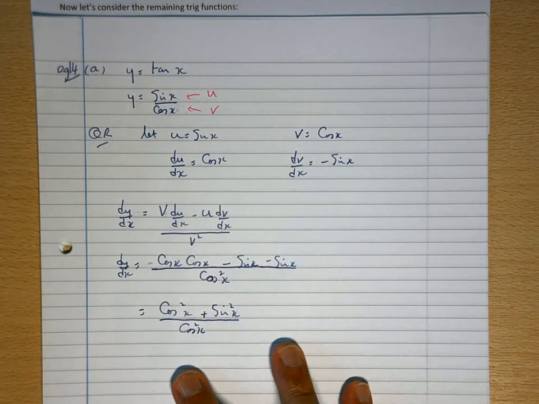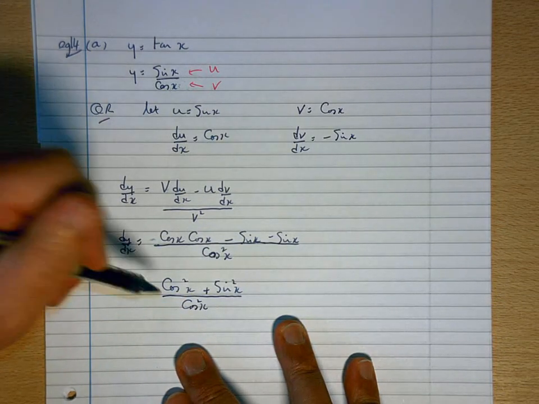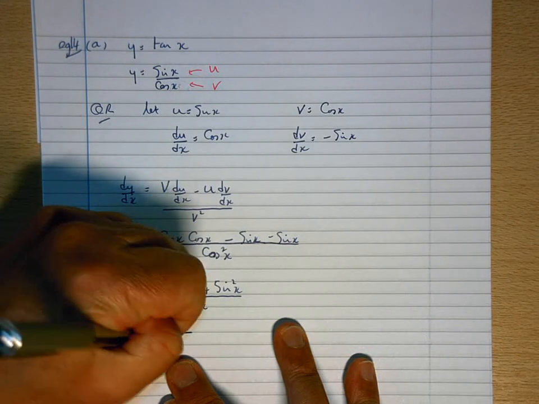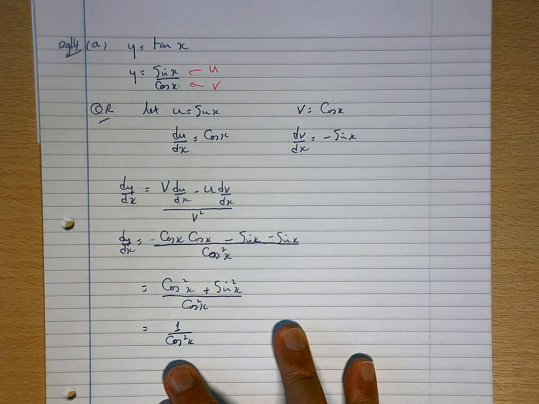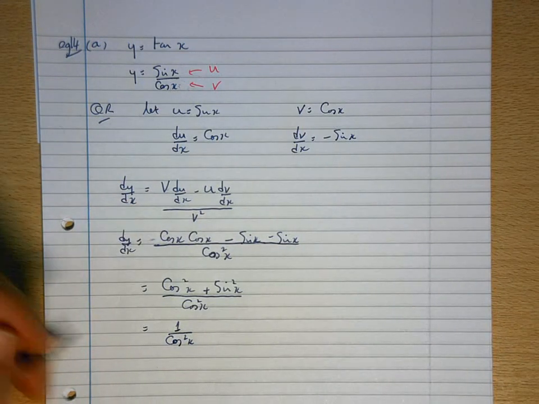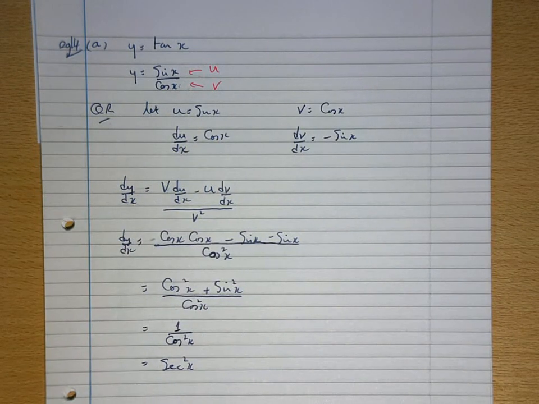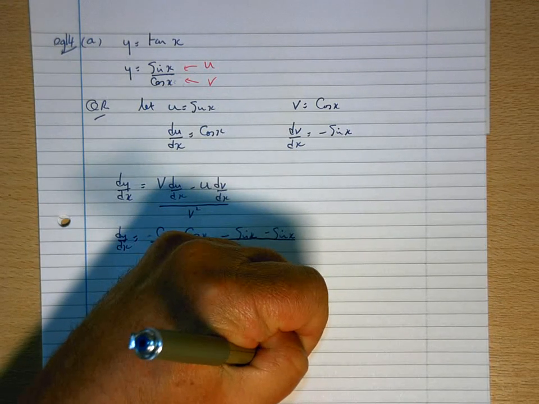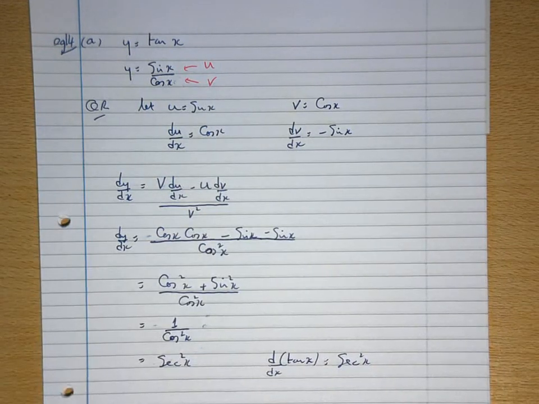cos squared x. Now from your trig work, you should spot one of the first trig identities you meet, which is cos squared plus sine squared is 1. So that becomes 1 over cos squared x. From your trig work, you know that 1 over cos is the same as sec. So you end up with sec squared x. So when you differentiate tan, you get sec squared.